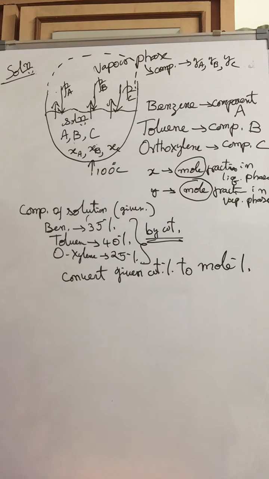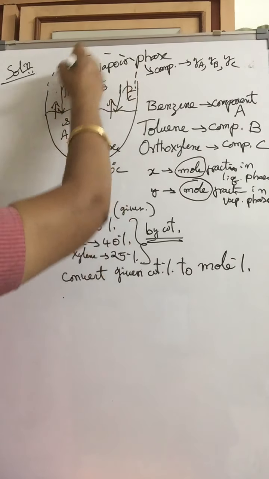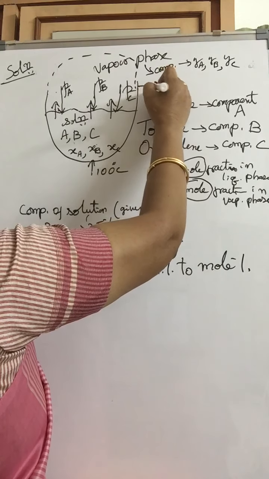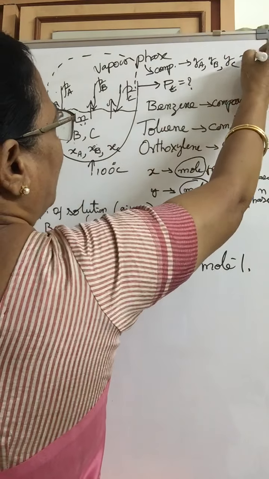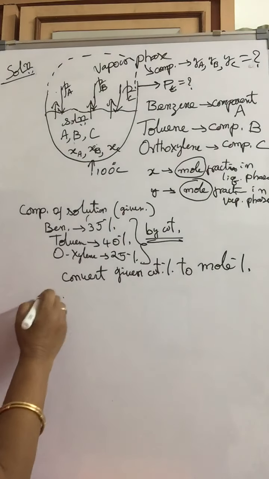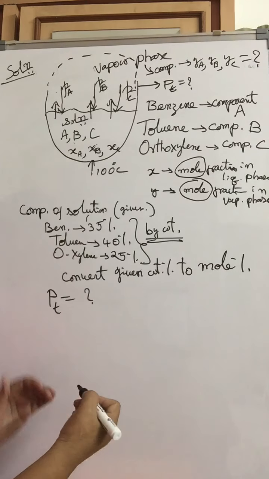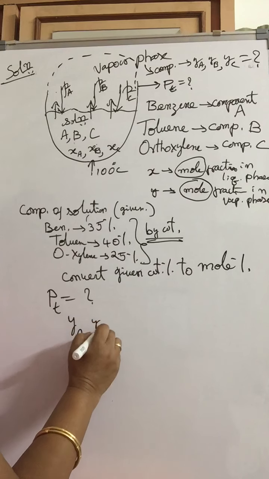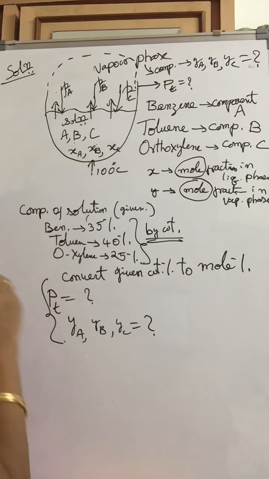First we will plan out how to calculate. Your question is, for this vapor phase, what is the total pressure exerted? PT, how much? And the vapor composition, how much? First we will plan out, then we will start doing it. Then Ya, Yb, Yc, how much? This is your question.